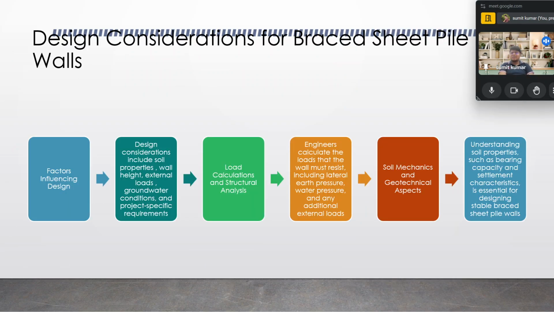Okay, now we talk about the design considerations for the braced sheet pile wall. The factors influencing the design are the first point. Going ahead, the design considerations include the soil properties, wall height, external load, groundwater condition, and the project-specific requirements. The load calculation and the structural analysis is the next point, and the engineers calculate the loads that the wall must resist, including the lateral earth pressure, water pressure, and any additional external loads.